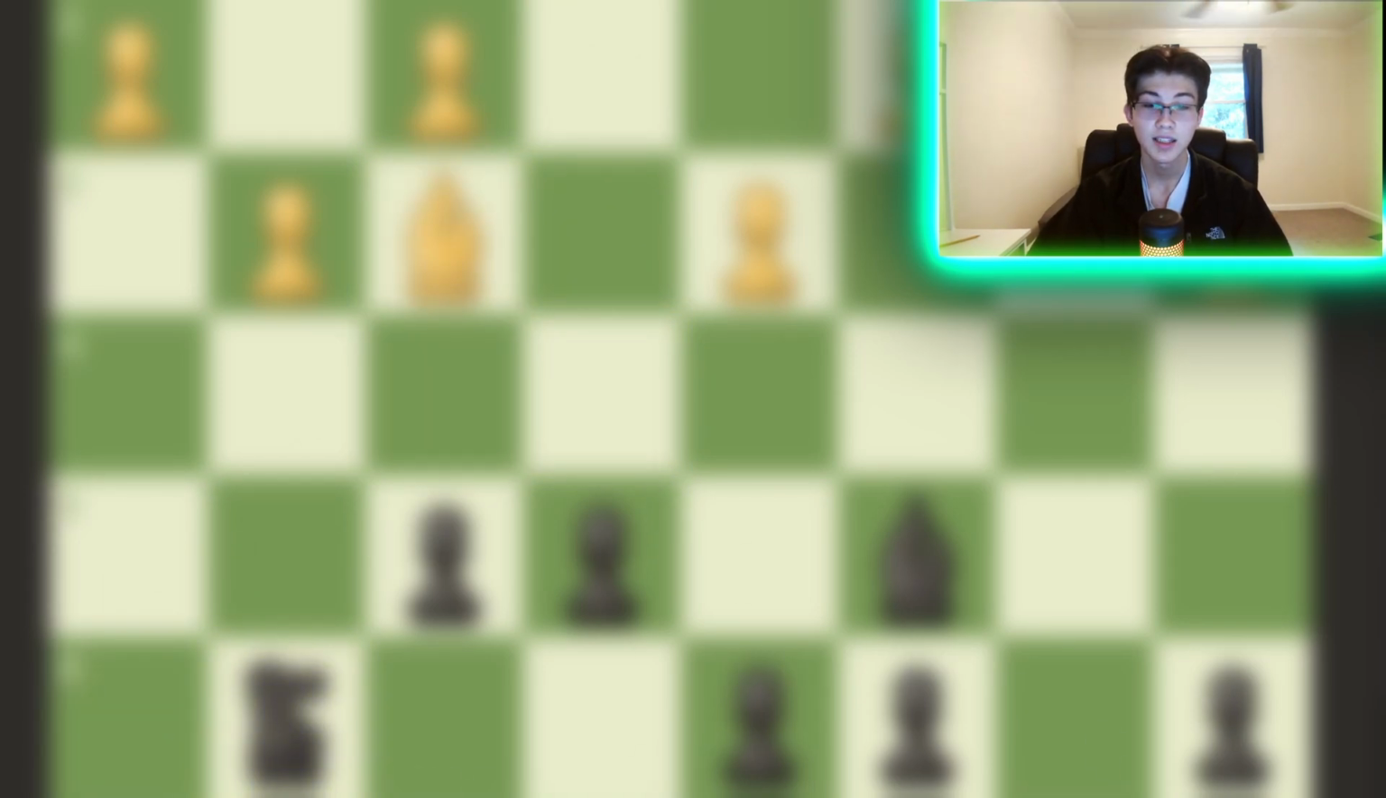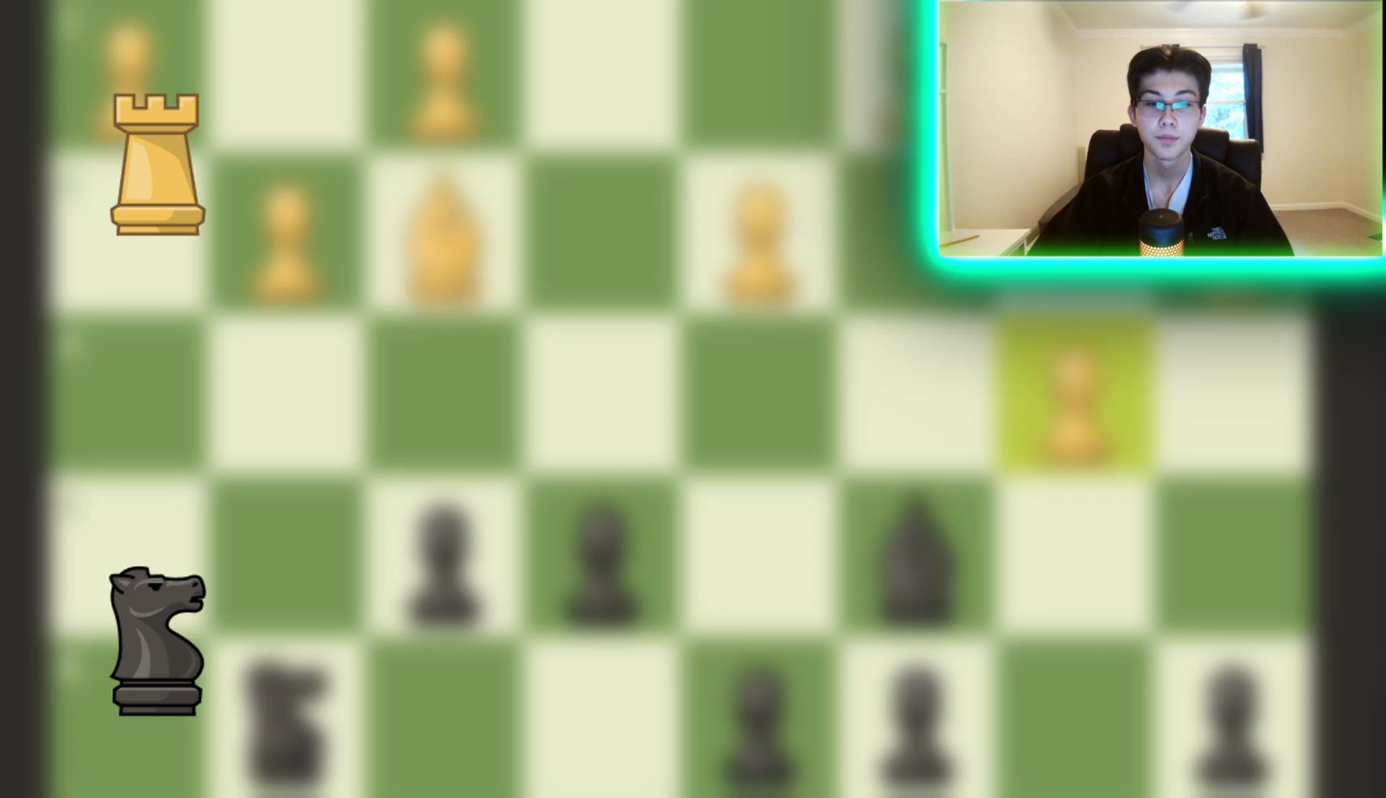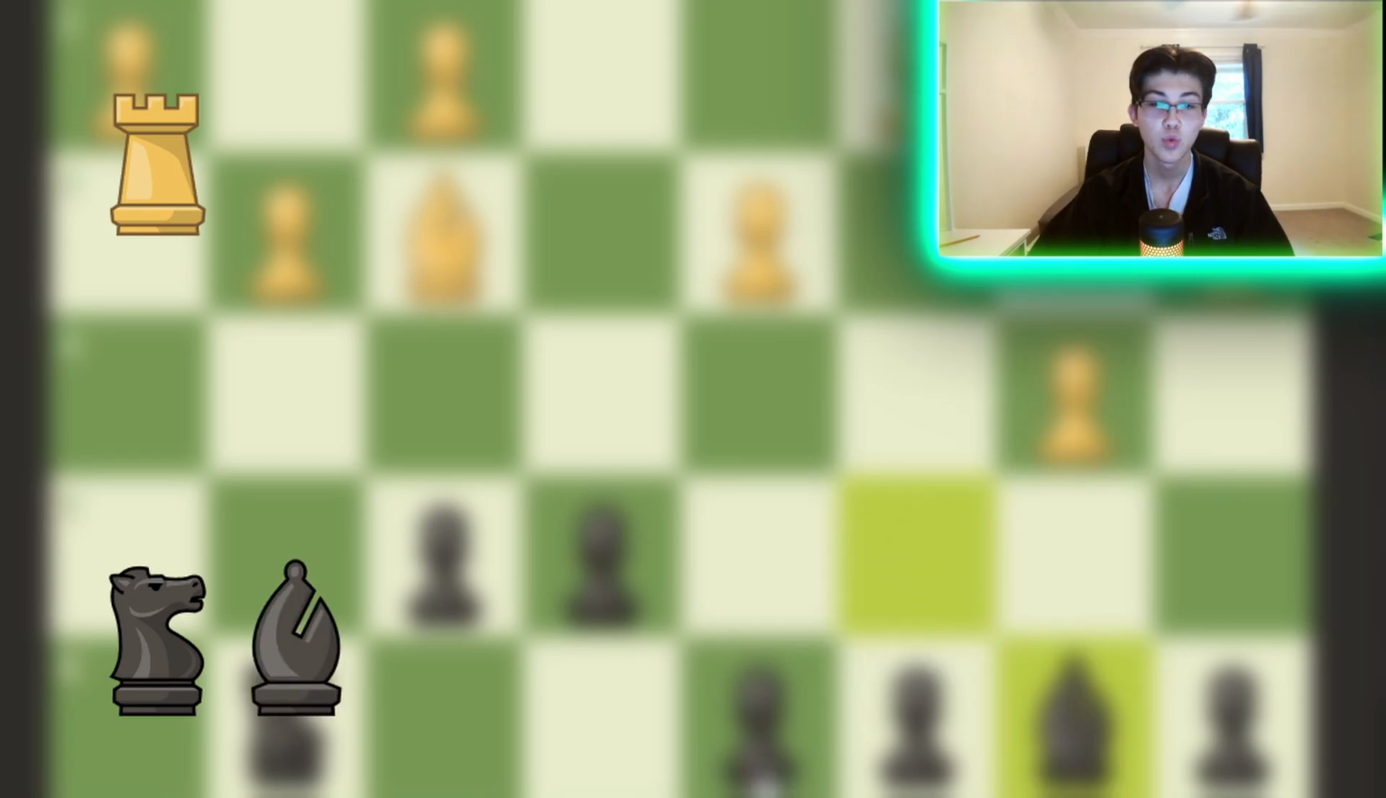Ready? Let's go. You capture a knight with your rook. Your opponent captures back with a bishop. You capture their bishop with a pawn. They capture your pawn with a bishop. Who got the better deal?